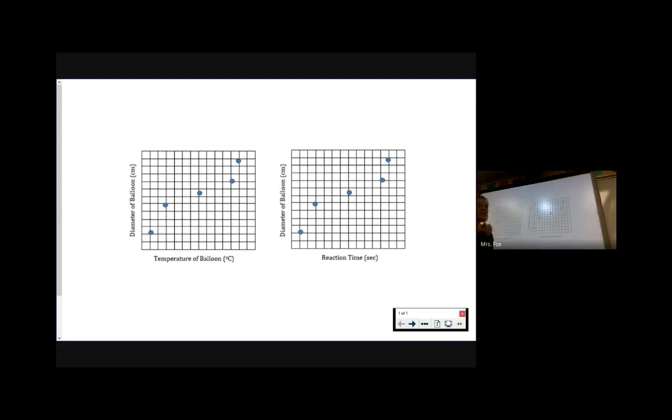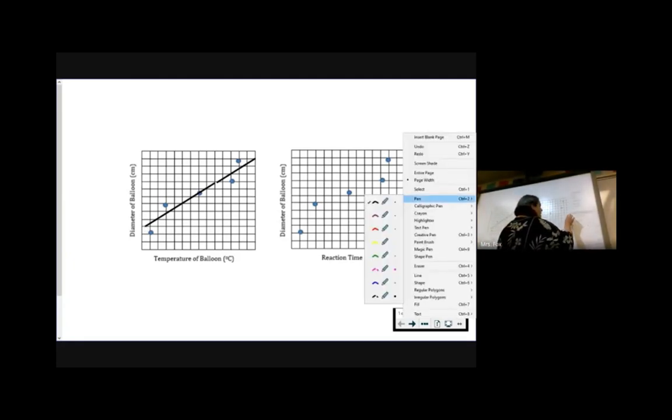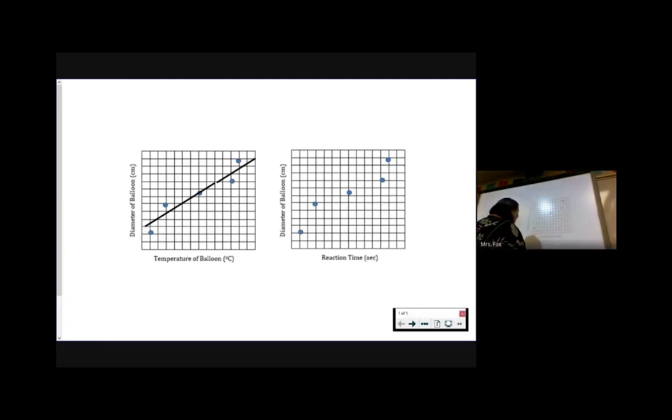A line of best fit doesn't have to start at 0. It doesn't have to touch any of the data points. You want it to be somewhat in the center of all your data. You will be using a straight edge. We can see that it only goes through one of them, but the other 4 data points are not being touched. Next, we have a graph where it's reaction time.